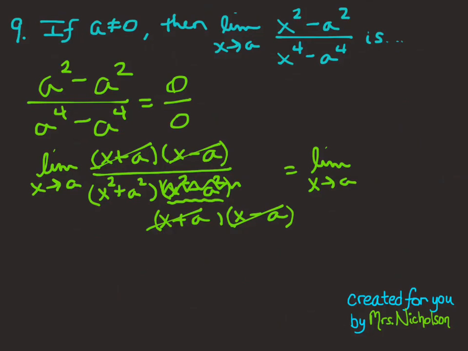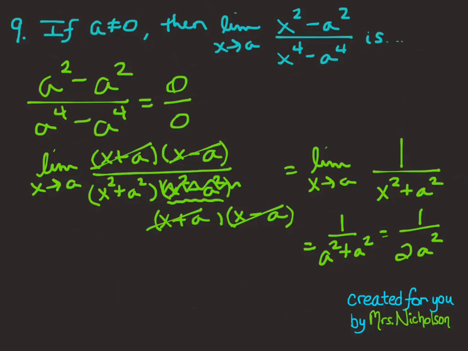And I'm left with the limit as x approaches a of 1. Whenever everything in the numerator cancels out, you need to put a 1 there. We've got to have some numerator. And then in the denominator, I just have left x squared plus a squared. And so now, last thing I should do is plug in again. If I plug in a again, I get 1 over a squared plus a squared, which is 1 over 2a squared. And that is your limit.